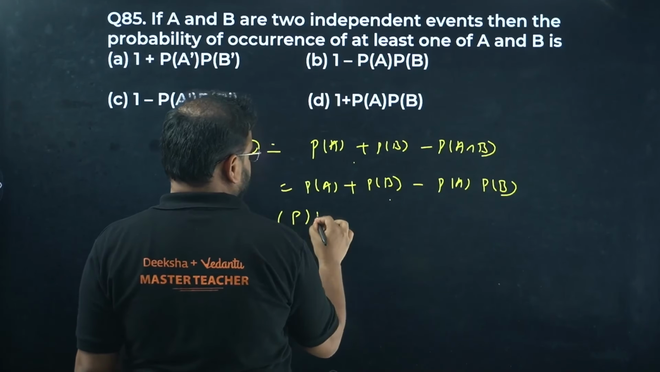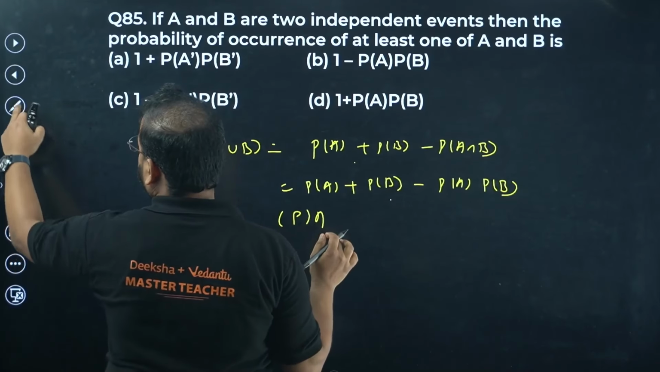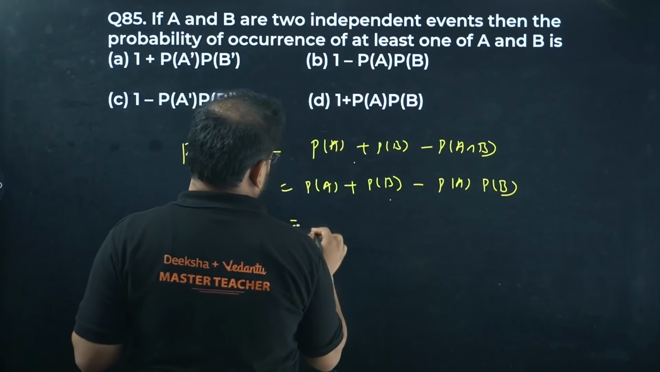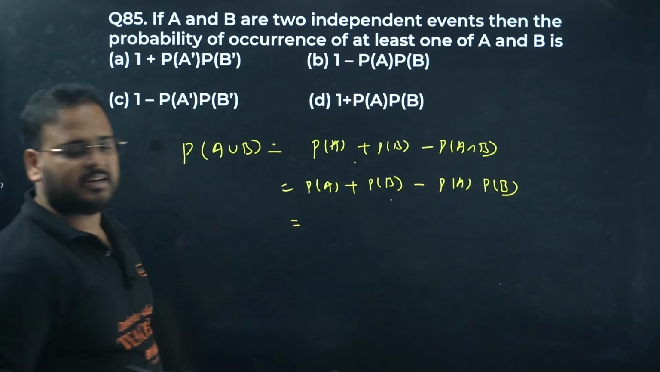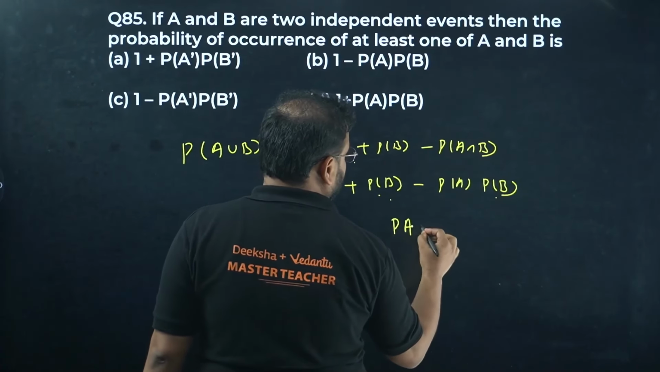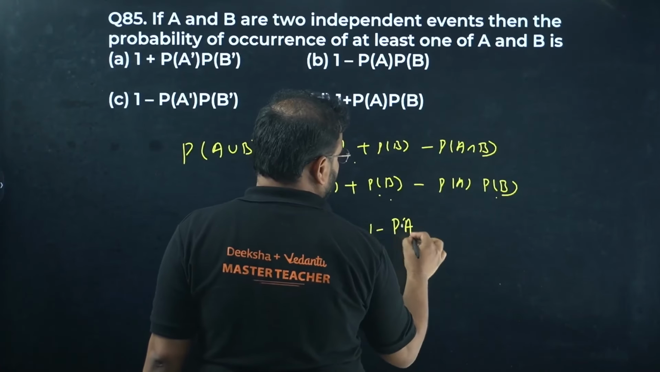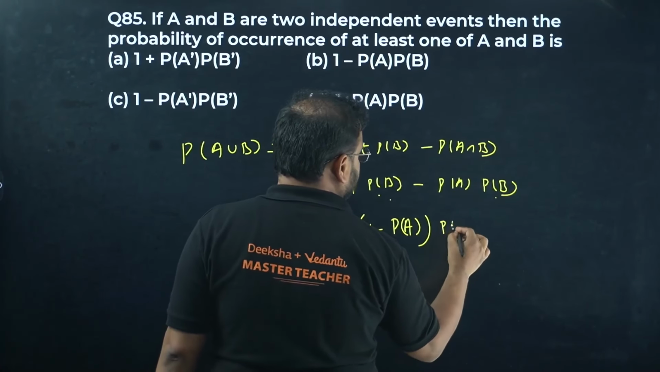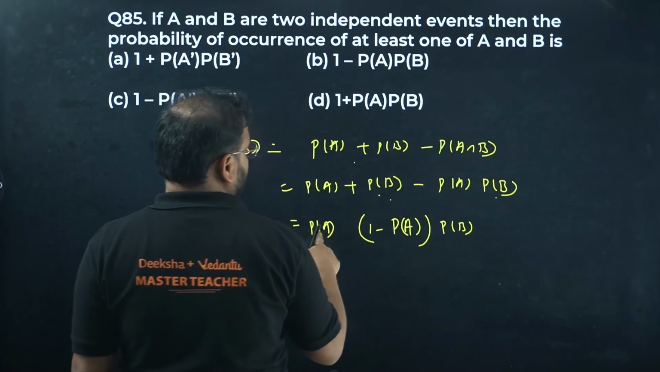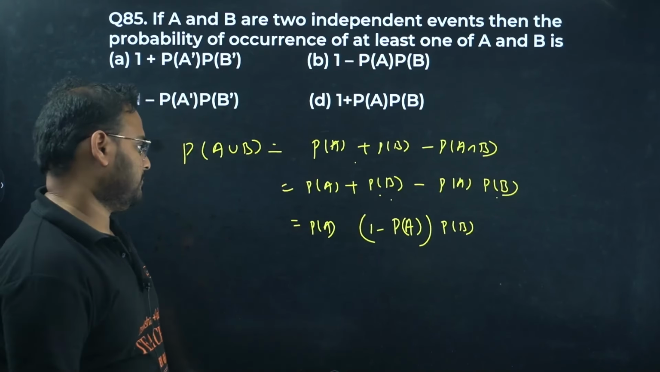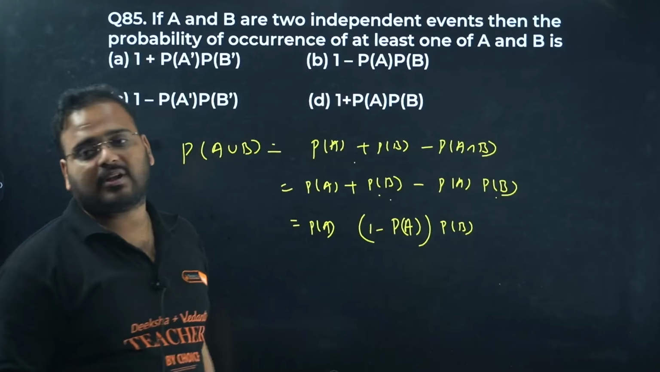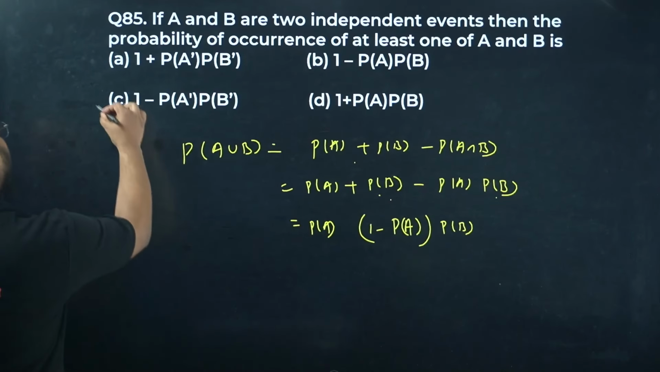Remember, we can continue like this. Take PB common. You'll have what? 1 minus P of A into PB. Over here you have P of A. 1 minus P of A is what? Check this out, it will become PA dash. Okay, continue like this, you'll get the result as option C.